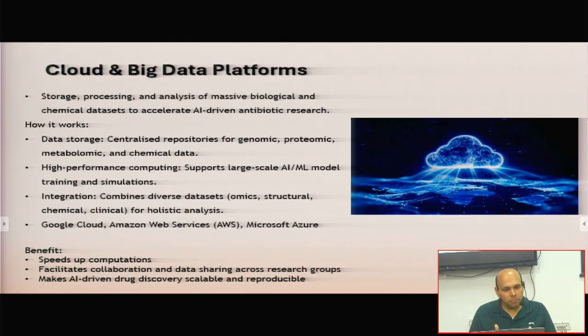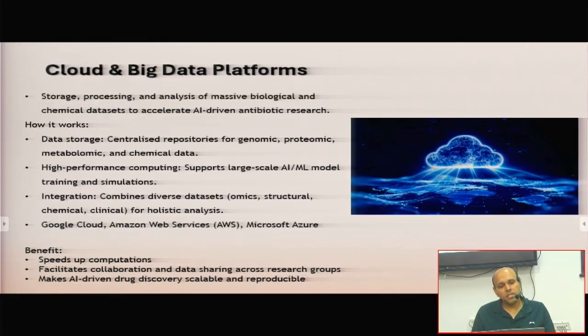So cloud and big data platforms: everyone has heard of cloud storage, Amazon cloud storage and Microsoft and all these big companies are there. So it is for storage, processing, and analysis of massive biological and chemical datasets to accelerate AI-driven antibiotic research.